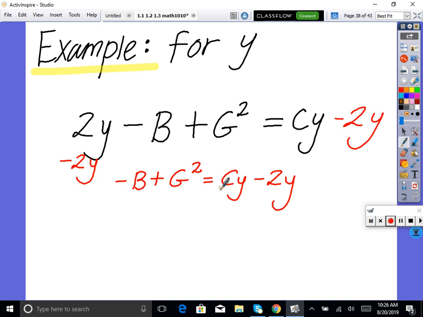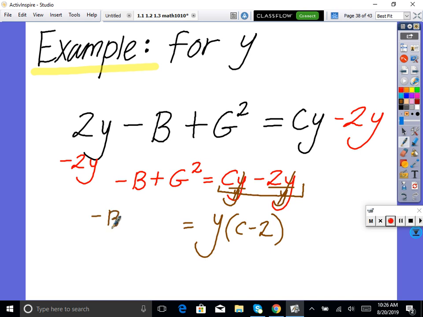So now what I can do is look at these two terms. In this term and this term, there is a y in common, correct? So what I can do is factor out a y. That's what I'm going to want to do. Now when I factor out a y, what I've done is I've divided out my y right here. So divide out y, divide out y. What's left in my parentheses? C minus 2. Do you guys see how now we have only one y?